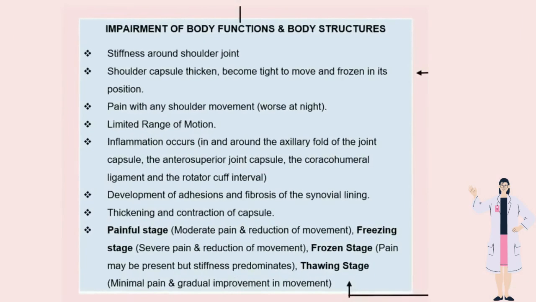For their impairment of body function and body structures, patients tend to have stiffness around the shoulder joint, shoulder capsule thickens, becomes tight to move and frozen in its position, pain with any shoulder movement which worsens at night, limited range of motion, inflammation, development of adhesion and fibrosis of the synovial lining, and thickening and contraction of the capsule.